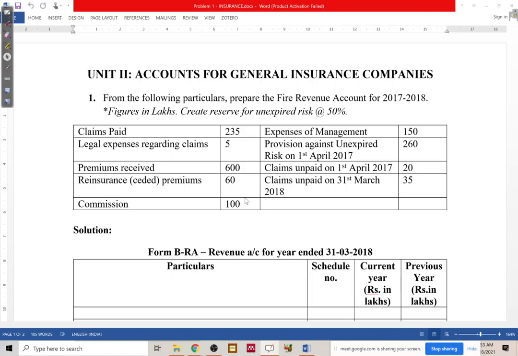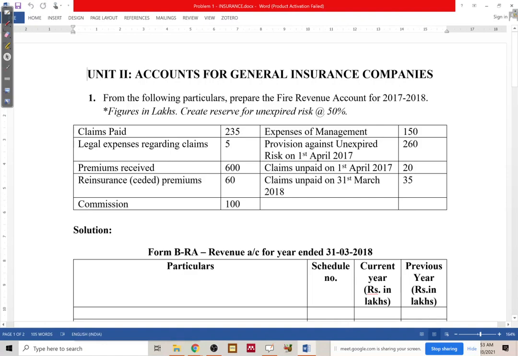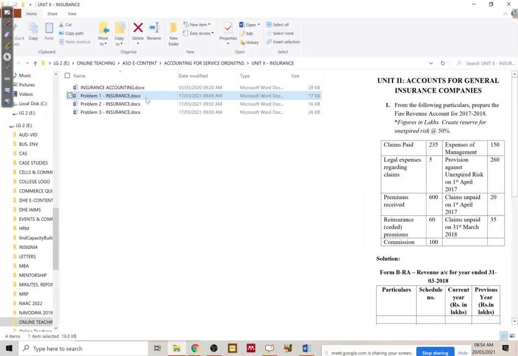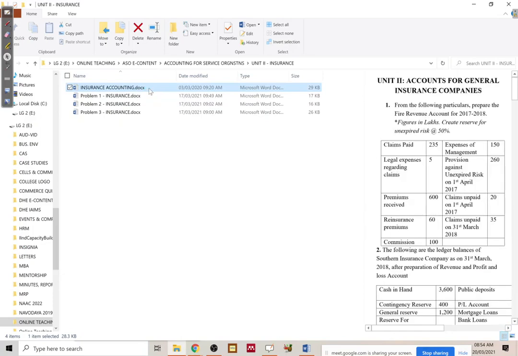So for now let's first create this revenue account based on all of these incomes, expenses and items that are given to us. First, we will look through all of these and try to mark each one and where exactly they are going to go. Now although I have not, we can just look at the pro forma for insurance.